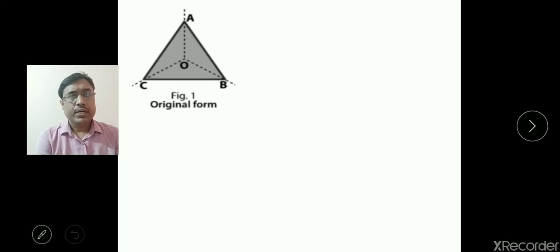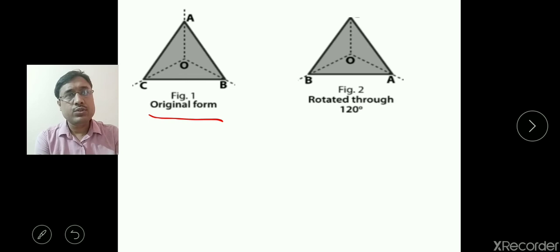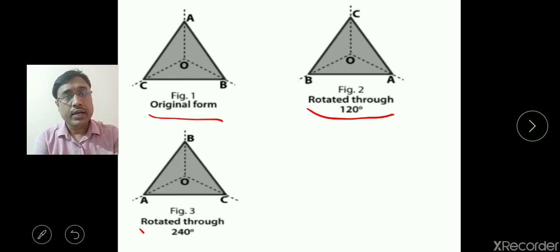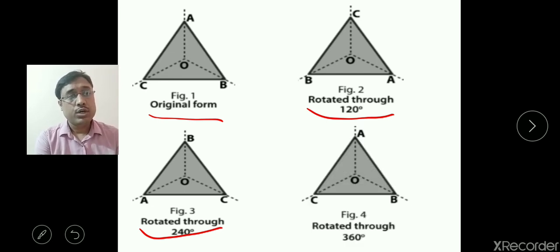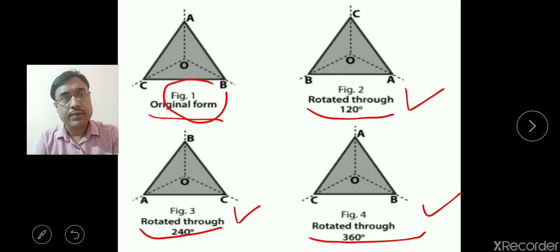then here the original form is figure number 1, and this figure is rotated through 120 degrees in figure number 2 in the clockwise direction. Then in figure number 3 it is rotated through 240 degrees, and then in figure number 4 rotated through 360 degrees. Each of the given times, the second figure, the third figure and the fourth figure, appears just like the original figure number 1.